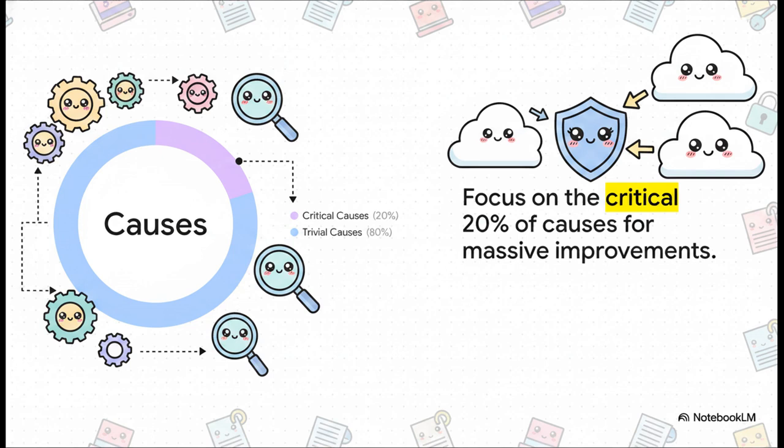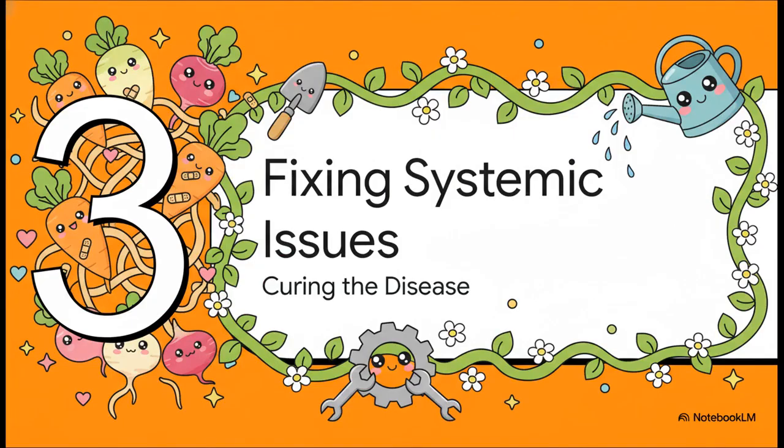And because we don't have infinite time and resources, we use Pareto analysis to prioritize. It's the classic 80-20 rule. 80% of your nonconformities are likely stemming from just 20% of the causes. By analyzing the data to find those critical few causes, we can focus our energy heavily on the areas that will yield the most massive improvements in the organization's security posture. Which brings us right into Section 3, Fixing Systemic Issues.